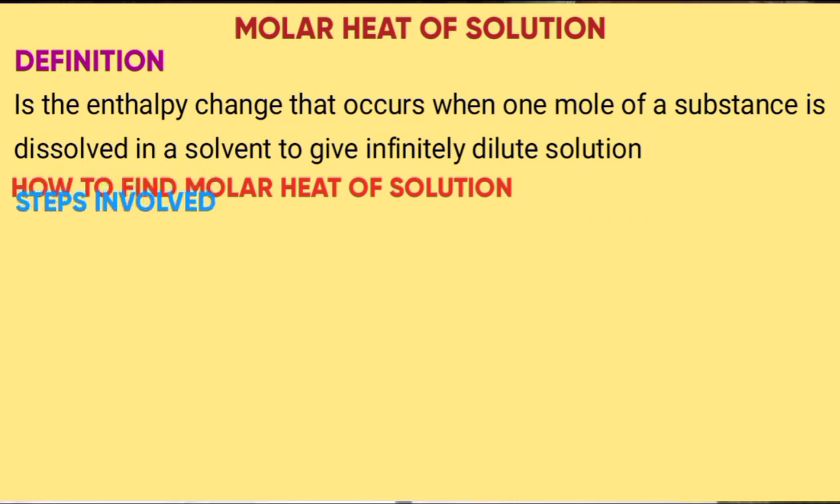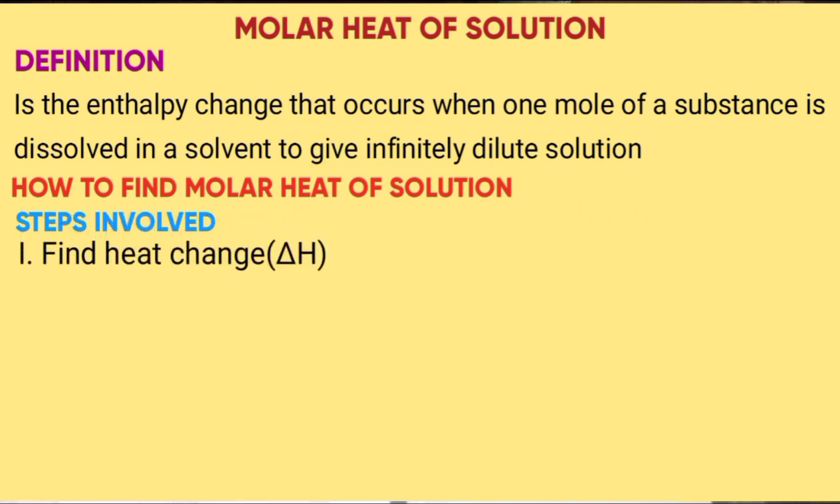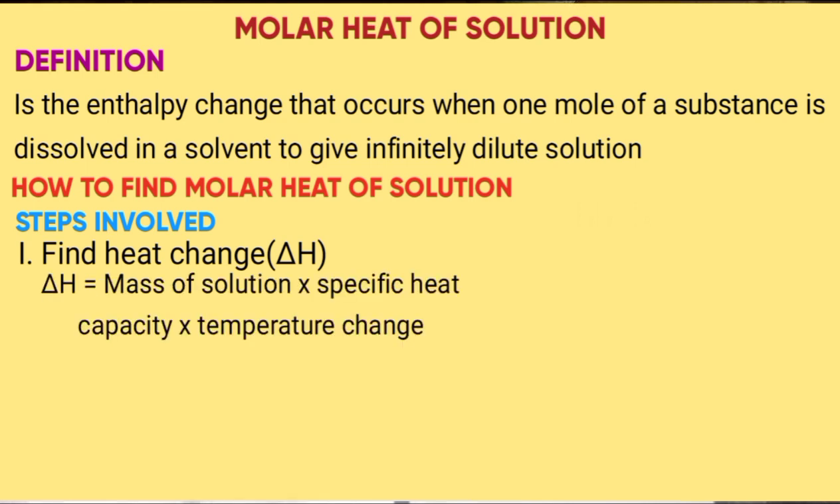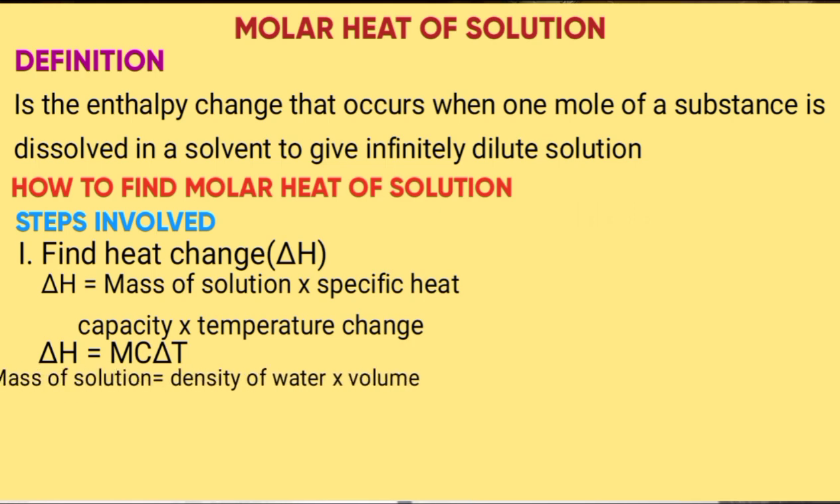Steps to be followed. Step 1. Determine the heat change, that is delta H. Heat change is given by mass of solution times specific heat capacity times temperature change. Mass of solution is obtained by density of water times the volume of water used.